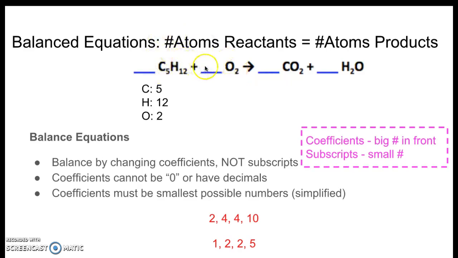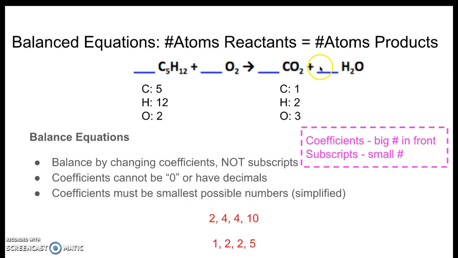And notice that right now, since the coefficients are 1, I'm basically just using the information from the subscript. On the product side, we're going to do the same thing. So we'll start with carbon. There's only 1 carbon. Here from the water, there are 2 hydrogens. Now the oxygen's a bit tricky because we have oxygens in CO2 and H2O. So there are 2 in the CO2 and 1 in the H2O. So 2 plus the 1 give you a total of 3.